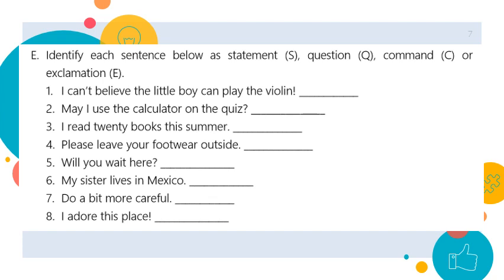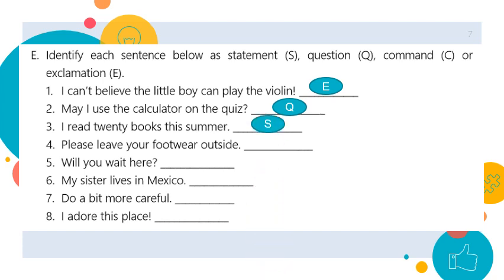Identify each sentence below as a statement, question, command, or exclamation. Okay? You can just write as Q, C, or E. Number 1, I can't believe the little boy can play the violin. You see, it's expressing feelings, then it is exclamation. 2, may I use the calculator on the quiz? I'm asking a question. 3, I read 20 books this summer. So, I'm telling something. So it is what? A statement. I'm just telling something.